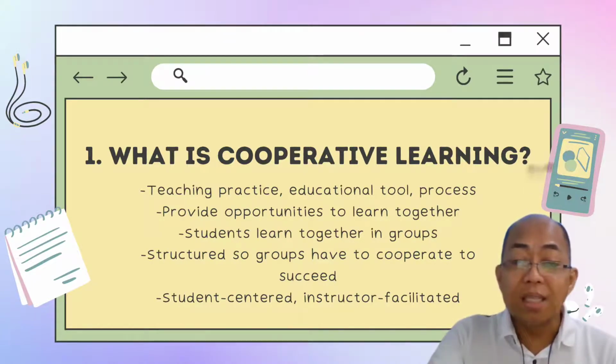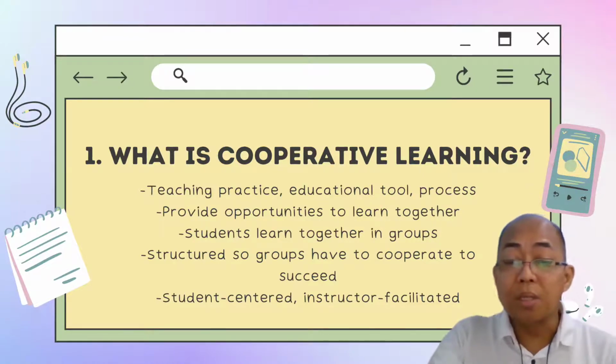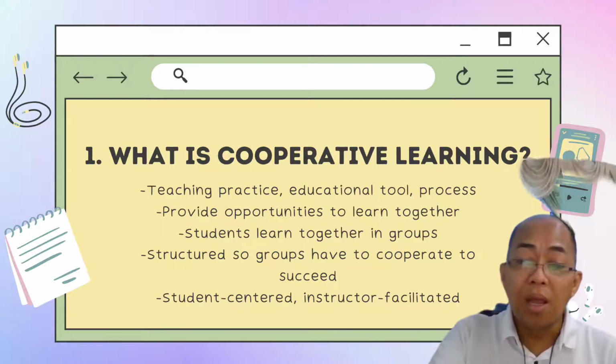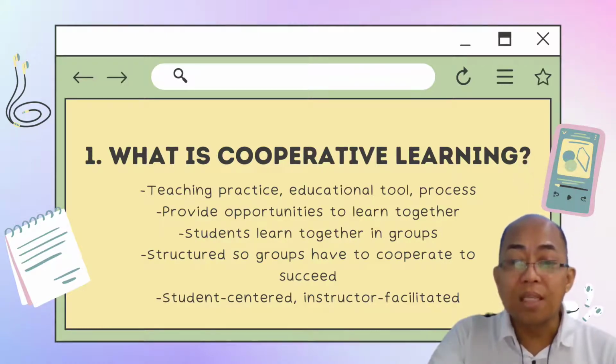So if they need assistance, if there are items or topics which they do not understand, or some topics that need to be discussed, okay, then the teachers can come in and actually give his or her idea about the topic being discussed.